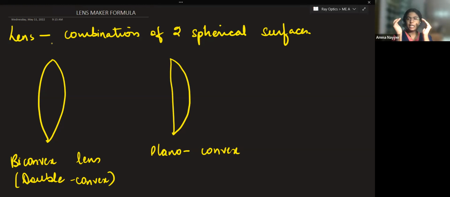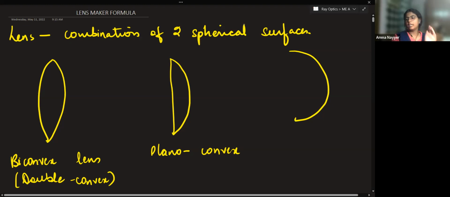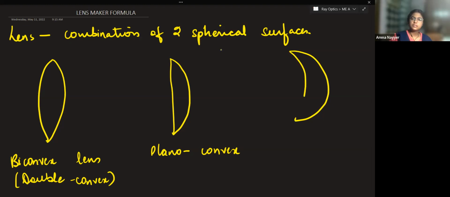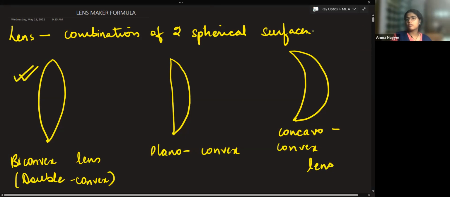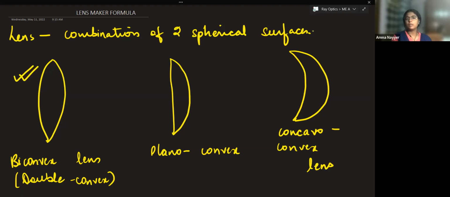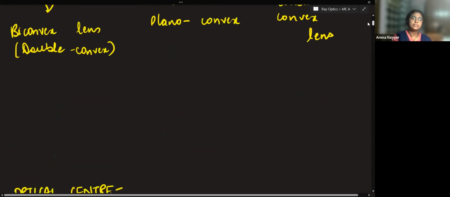What if I take these two spherical parts and instead of joining like this, I join the other part like this? Just the difference in orientation. This was one of them, which was connected like this. The other part I am connecting like this. This is known as concavo convex lens. Fine. So out of these, the most widely used is the convex lens. We will be using the general term convex lens only. And you have biconvex lens.